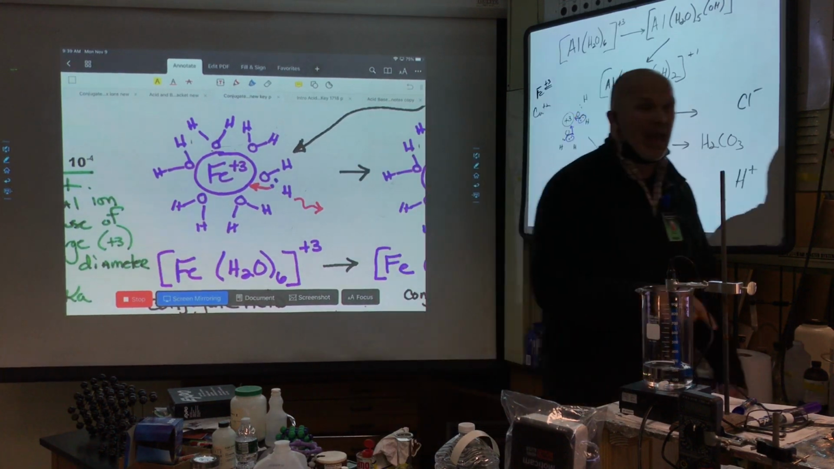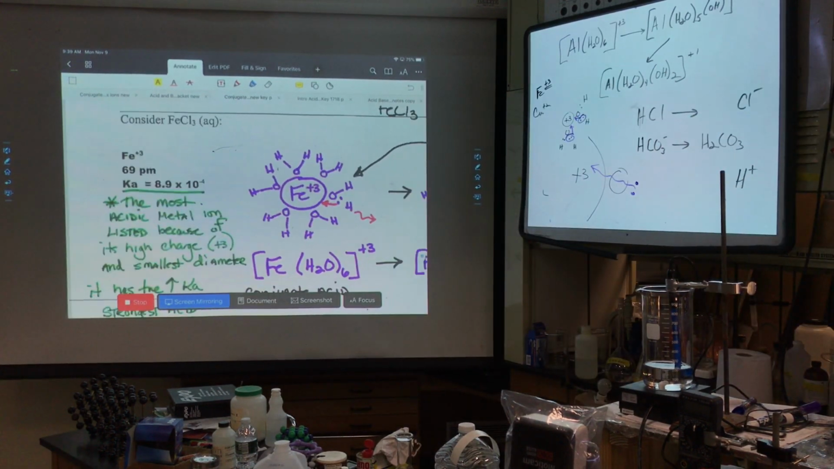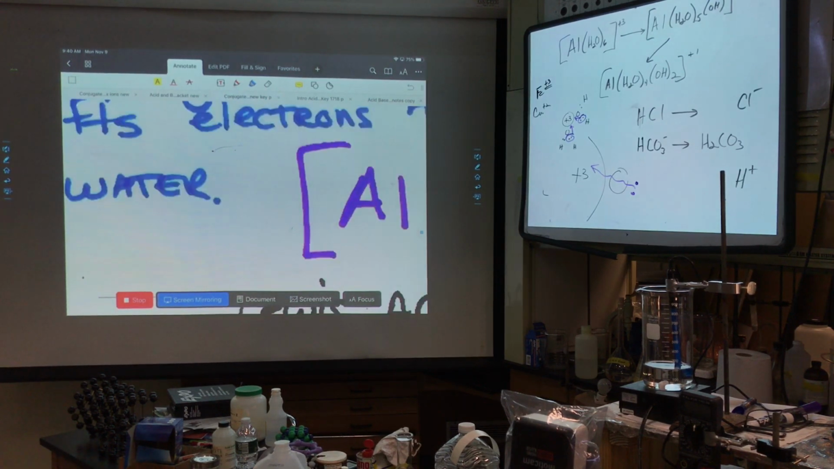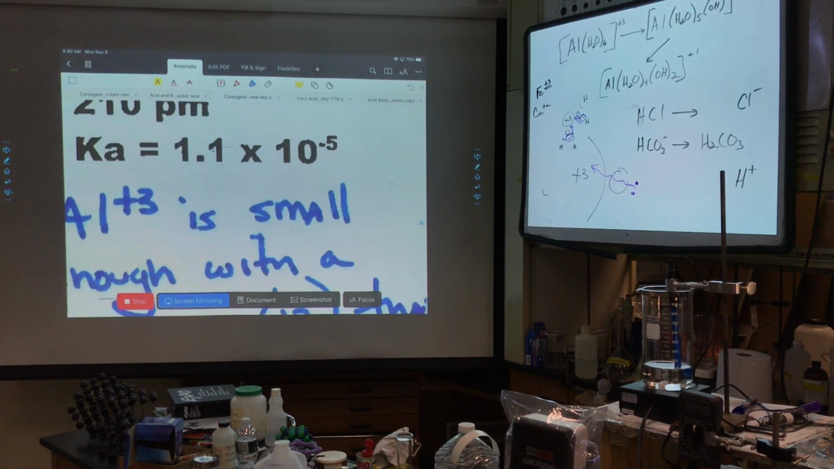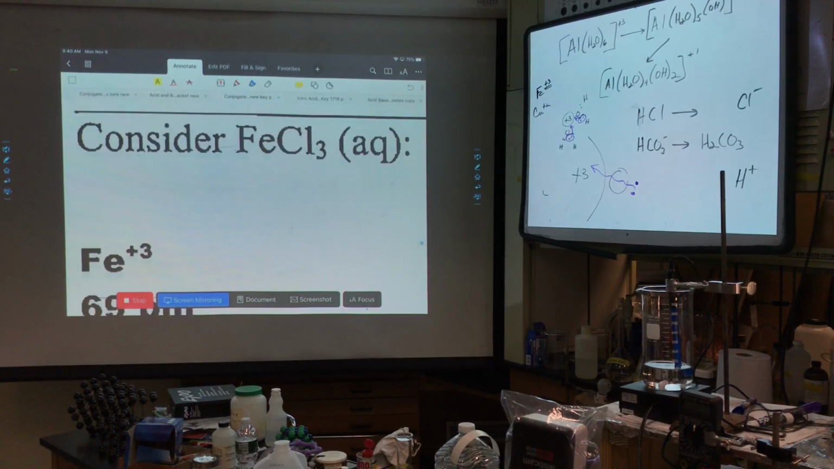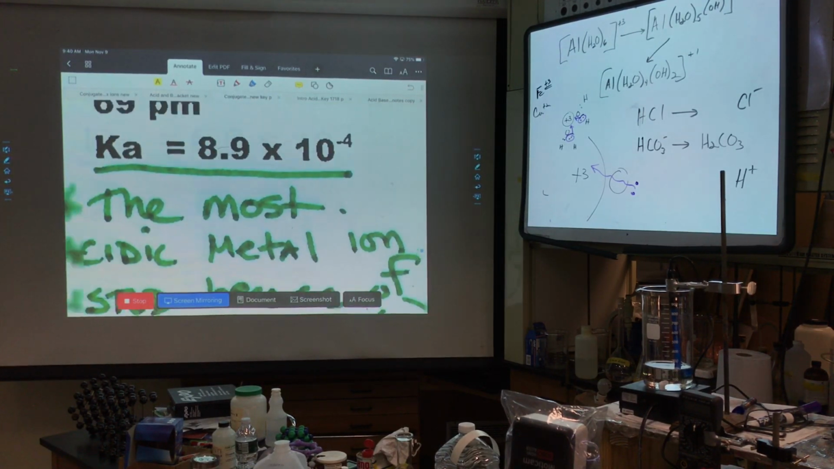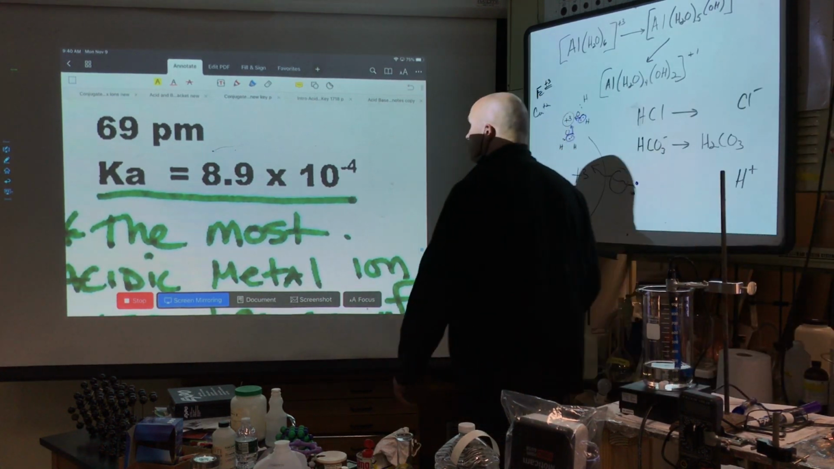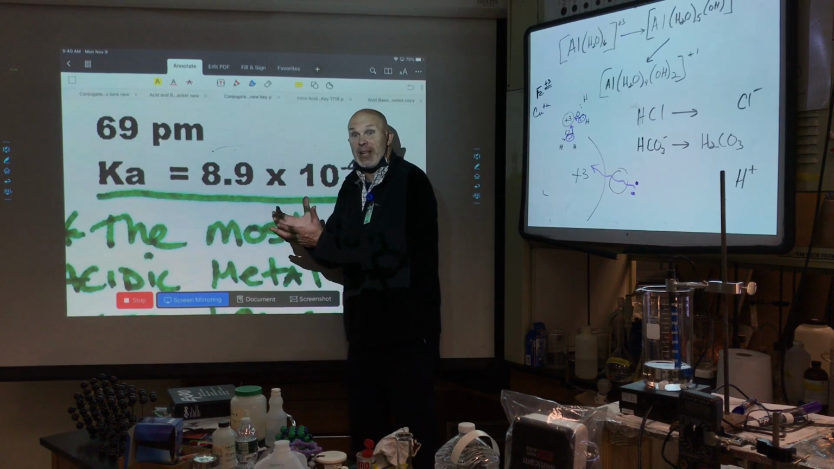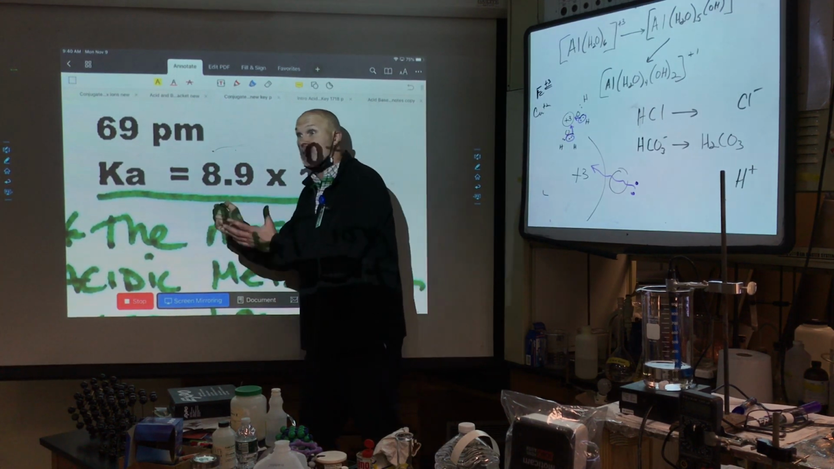So what do you think the Ka is, comparatively speaking? Check that Ka compared to this Ka. Who is a bigger Ka? Yes, why? Because, yeah, exactly. It has a higher charge density. It's plus 3, but even smaller.